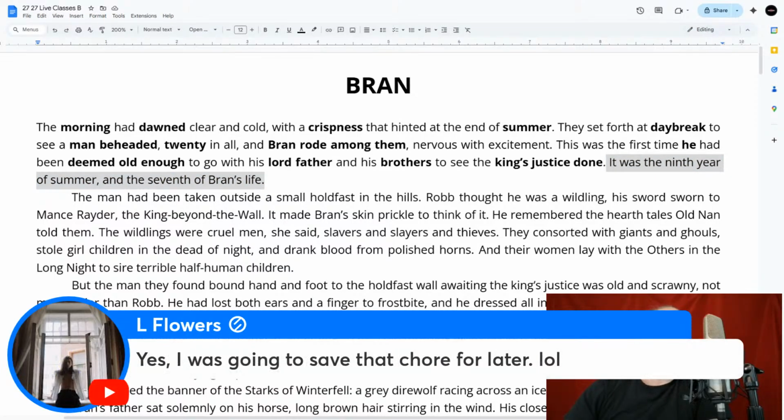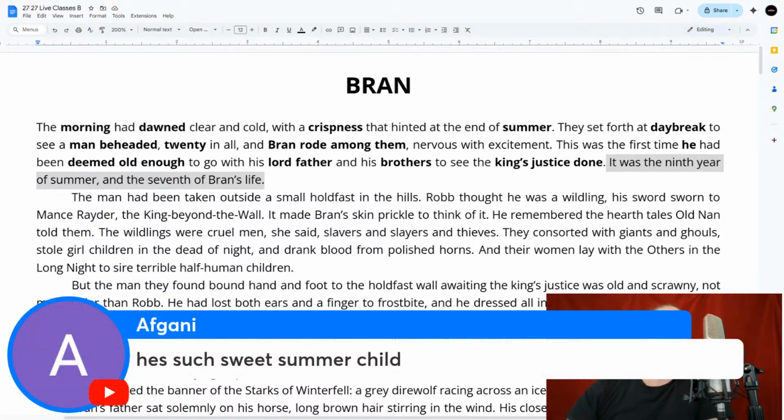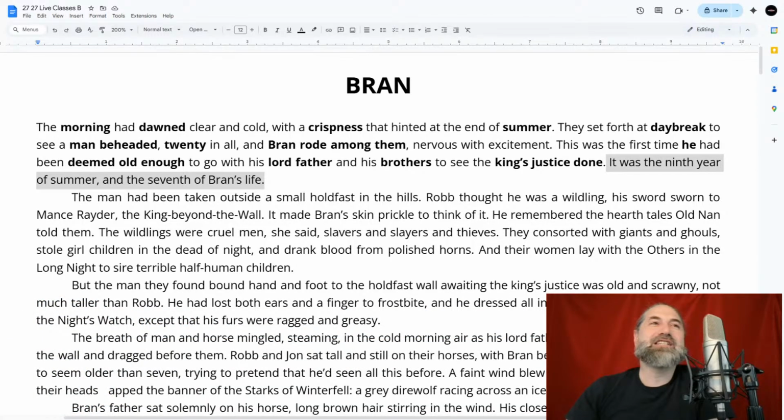What's this? Yes, I was going to save that chore for later. Yes, save that for much later. He's such a sweet summer child. He's a sweet summer child. All right.